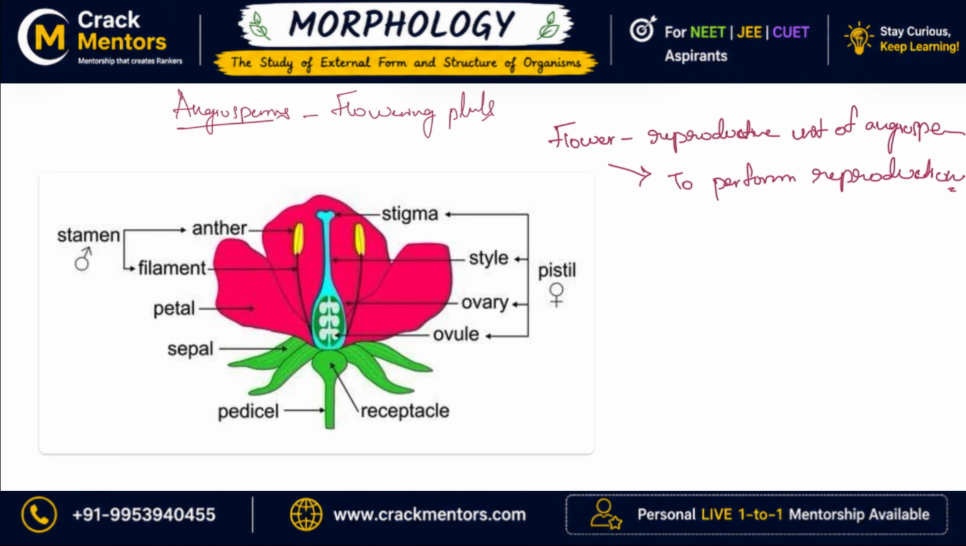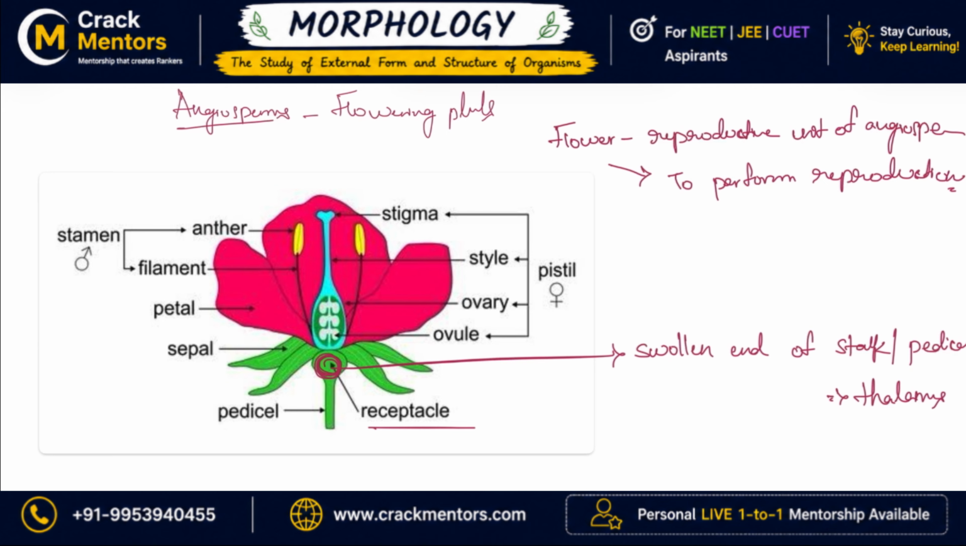Coming to the typical parts of a flower, let us see what all parts a flower has. There is a swollen end of the stalk, which is known as thalamus or receptacle. Here you can see the swollen end. This swollen end of the stalk or pedicel is called thalamus or receptacle. The stalk-like structure which connects the flower with the plant is known as pedicel or the stalk.